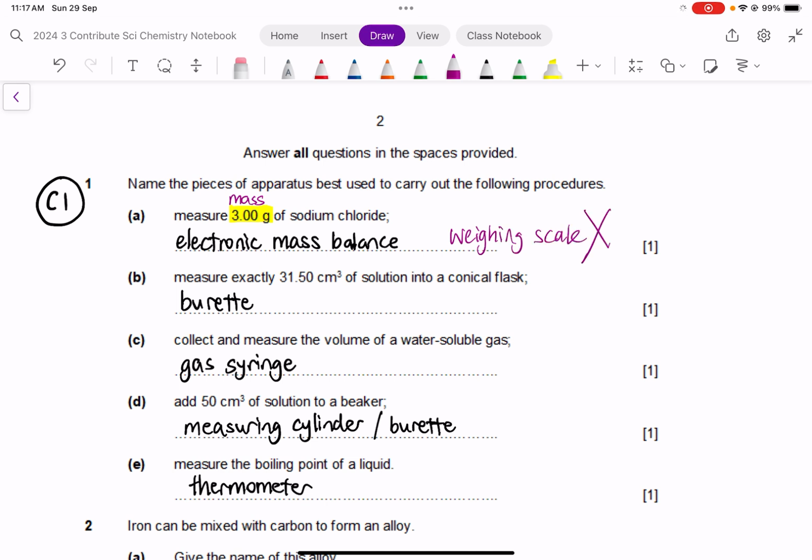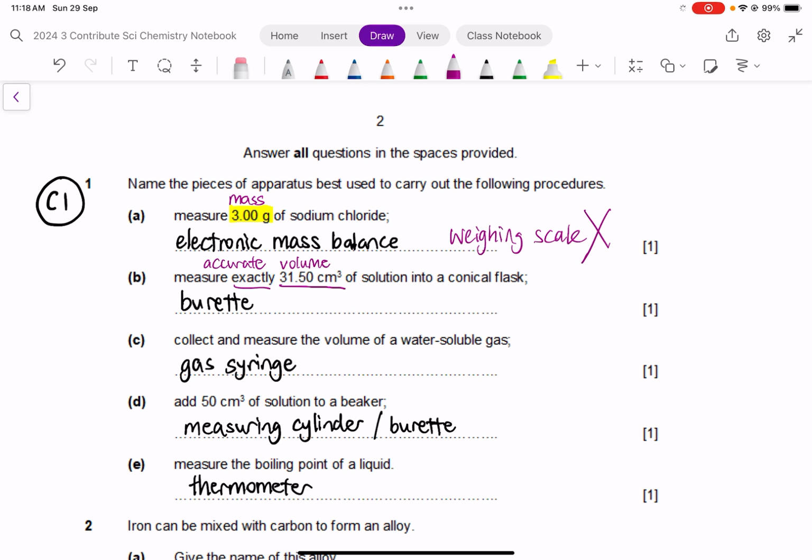Next, for 1B, you're asked to measure exactly 31.50 cm cube of solution. So this refers to volume of a solution, and you have to measure exactly. Another word for exactly is accurately.